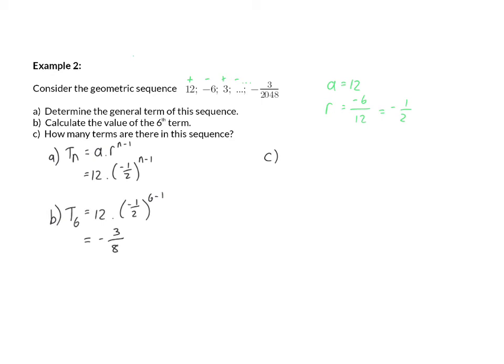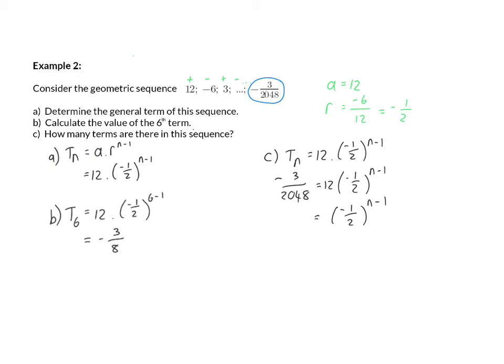In question C, they ask us how many terms there are. And they can ask us that because they've given us the value of the last term. We are going to start off by substituting the minus 3 over 2048 in place of Tn. And then once again, we need to solve for n. So to solve for n, we're going to start off dividing by 12. Now, once we've divided by 12, we'll be left with minus 1 over 8,192. Now we need to get the base numbers the same again.